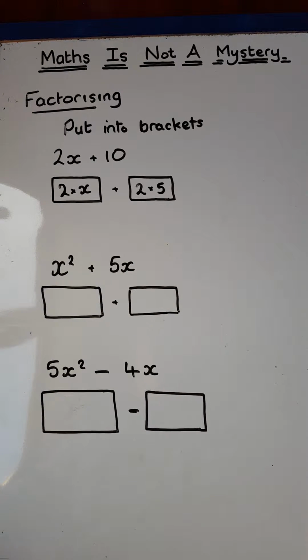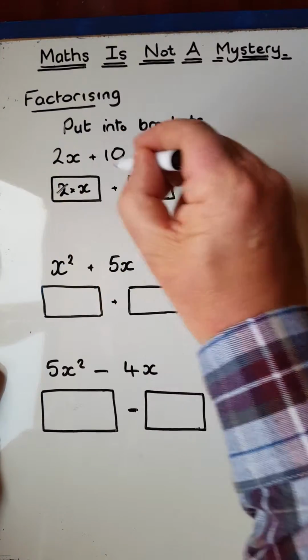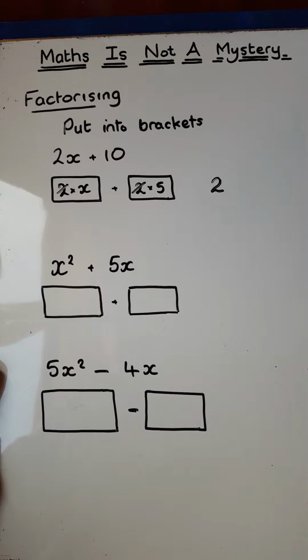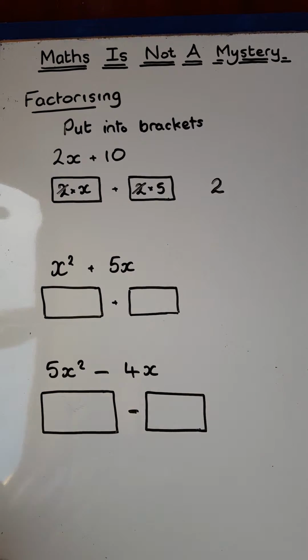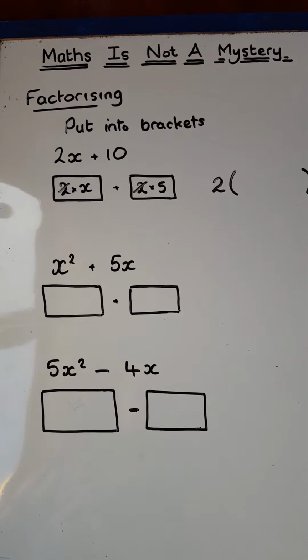And now what I'm going to do is I'm going to look in both of my boxes to see if the same thing exists in each box. And of course it does. There's a 2 in each box. I'm going to cross it out and I'm going to write that there. And that is going to go on the outside of my bracket. The things that are common, the common factors.